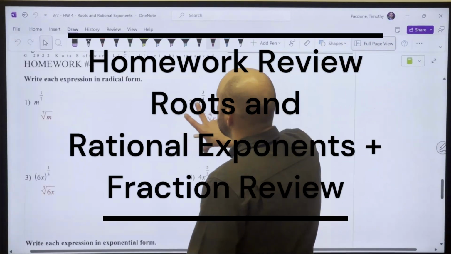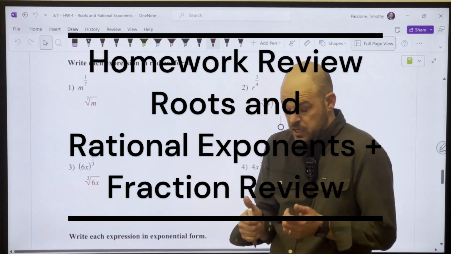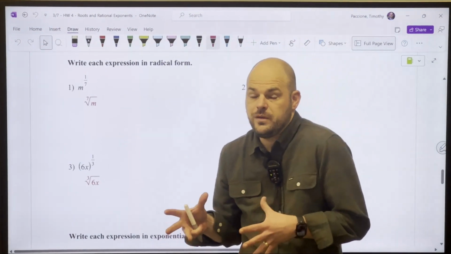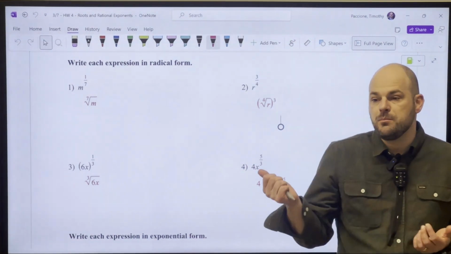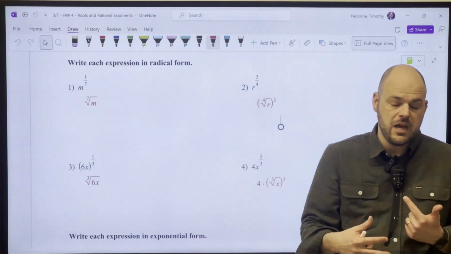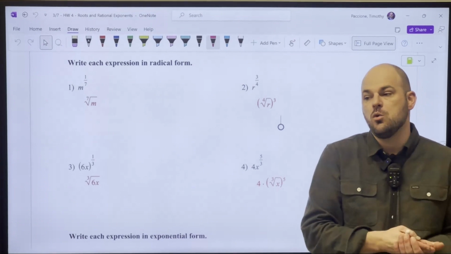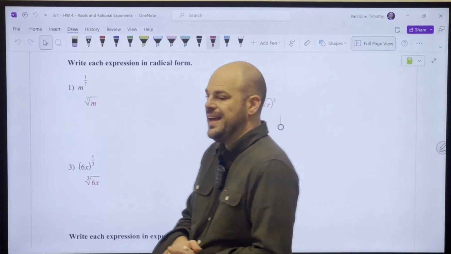So roots, and this was basically what we just did. If you have an exponent, can you make it a radical? If you have a radical, can you make it a fractional exponent, right? And then sometimes you're going to evaluate afterwards, sometimes you're not. So what problems on homework 4, if any, do we want to see?